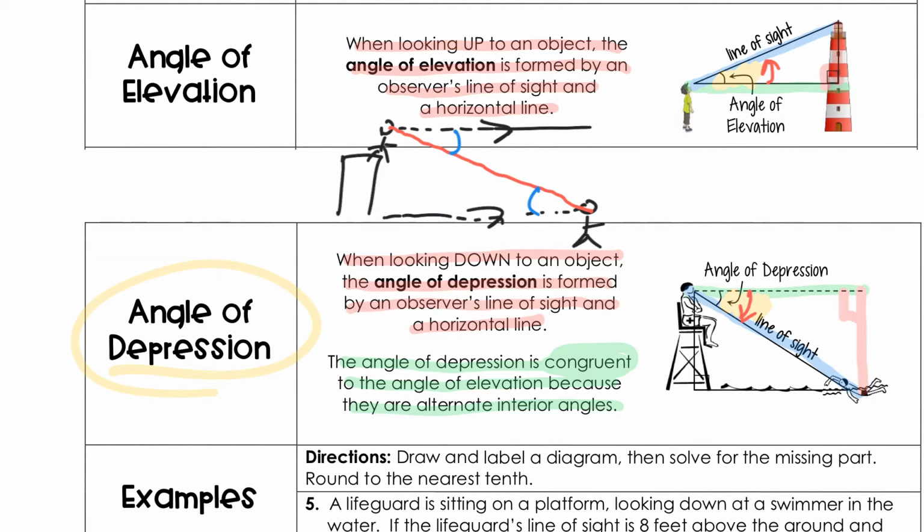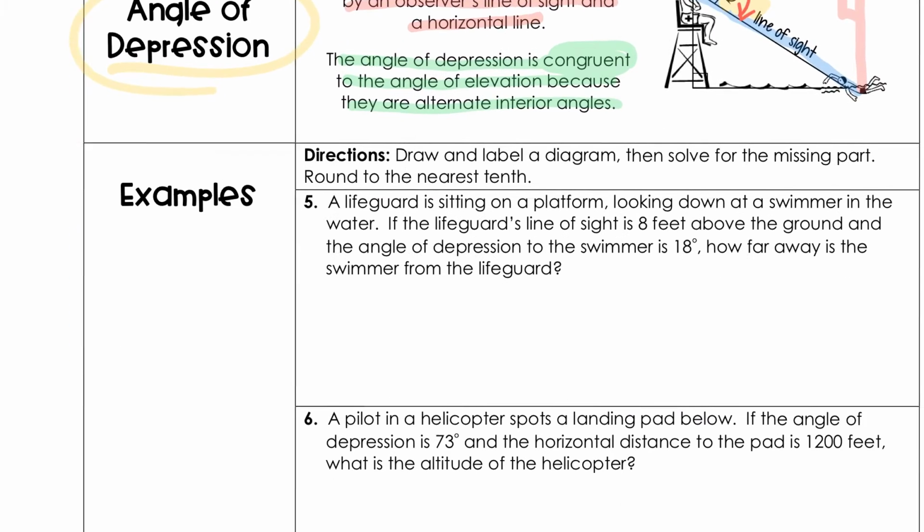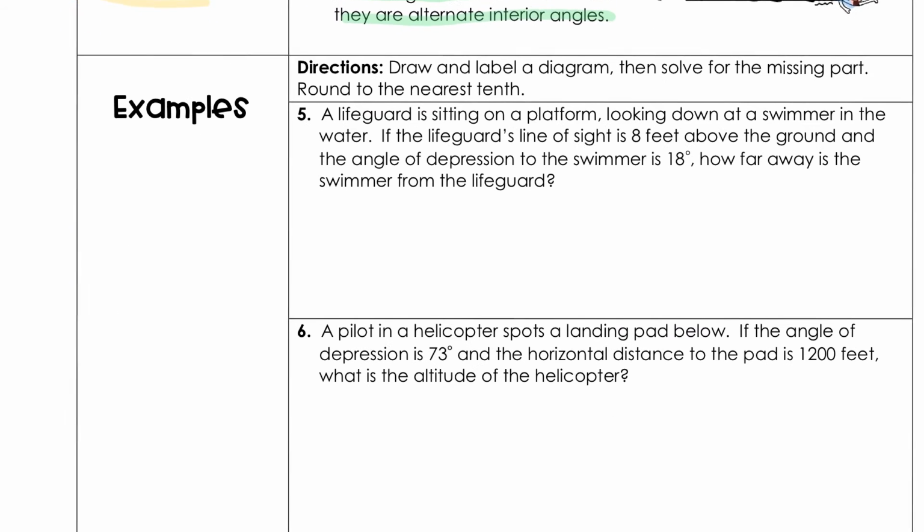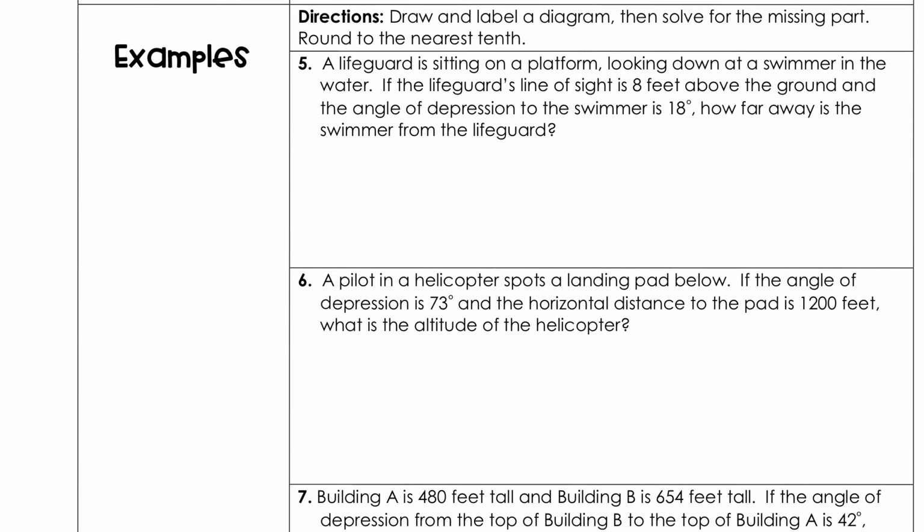So now let's take this and apply a little bit of knowledge. So now, draw a diagram. Then solve for the missing part, round to the nearest tenth. If it is an angle, just a key note, we want to round it to the nearest whole number. Remember, angle equals whole number.